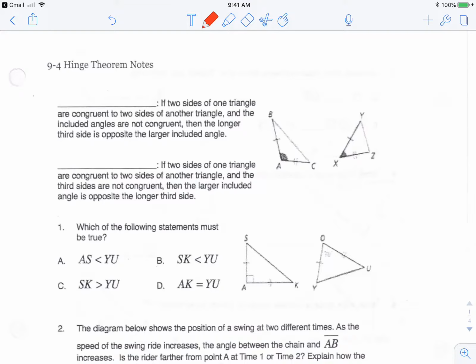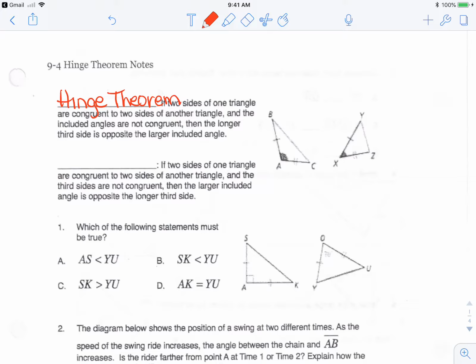Guys, this is the very last lesson of 2018 for geometry, and we are looking at the Hinge theorem. Yesterday we talked a little bit about the scissors that have the same length, but the angles were open to different widths. What we learned is that the greater the included angle, the longer the opposite side.